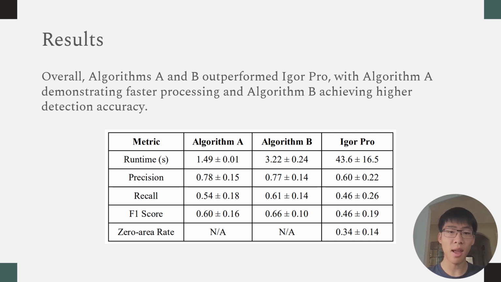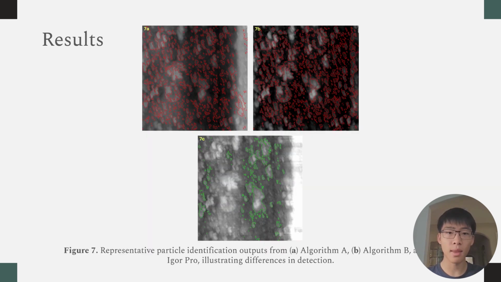Overall, algorithms A and B both outperformed IGRPro, with algorithm A demonstrating faster processing and algorithm B achieving higher detection accuracy. Here is the visualization of the results. We can see that algorithm B in figure 7b outperforms algorithm A in 7a, which significantly outperforms IGRPro in 7c.